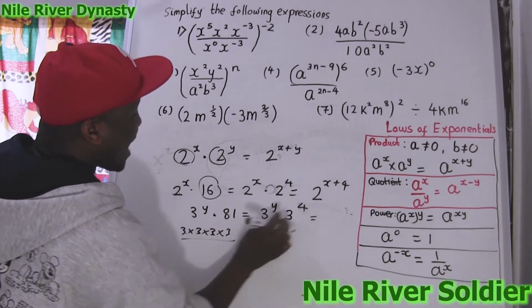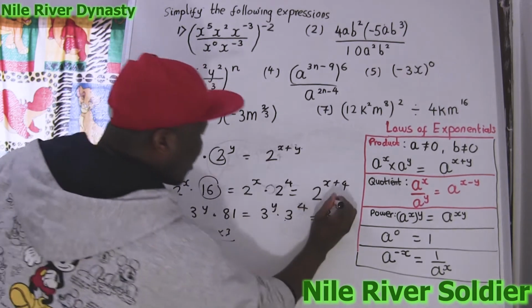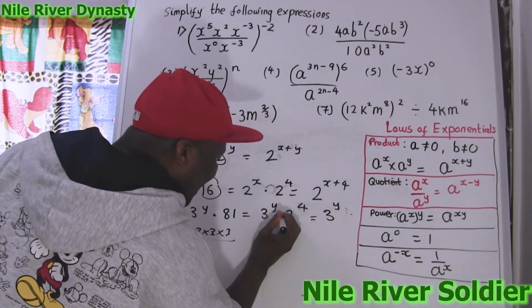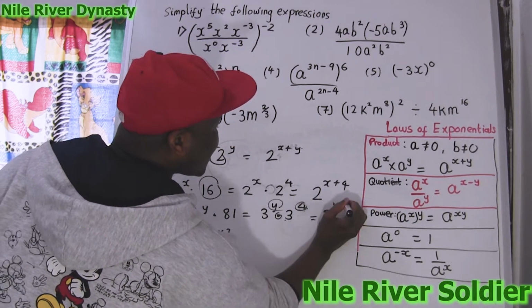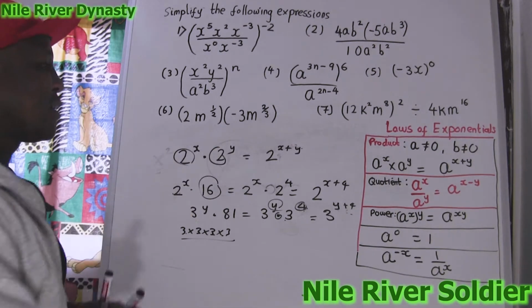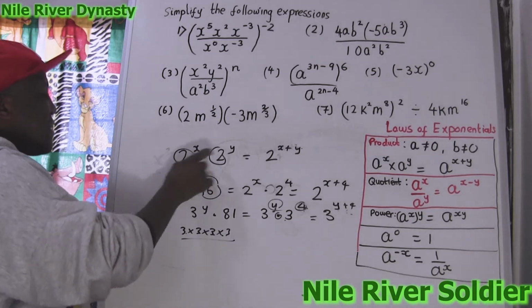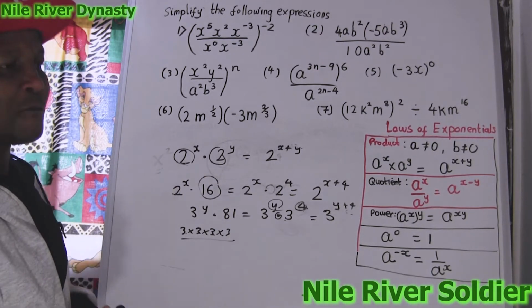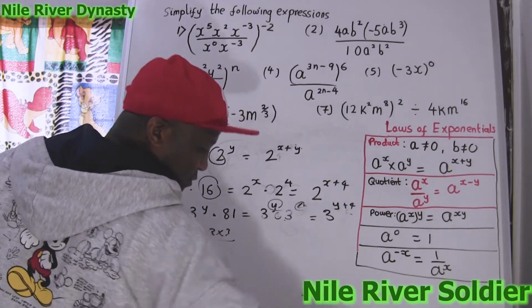3 power 4. Now the bases are the same, so I'm going to write only 1 base and then add the powers, because there's a multiplication. So I add this power plus 4. That's how you do the product rule, but only when the bases are the same. Not all the time is the base going to be the same. If the bases are not the same, there's nothing you can do.